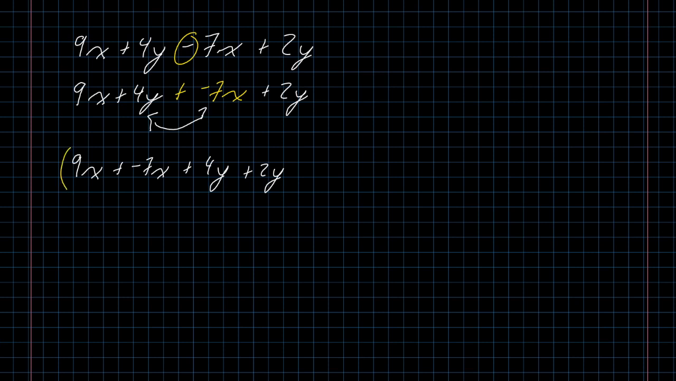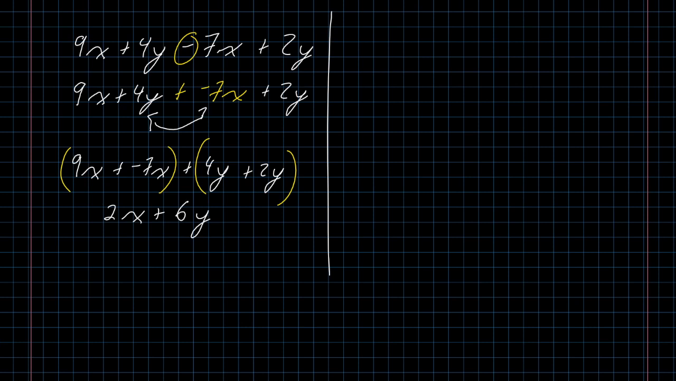Then the associative property of addition says that we can add some grouping symbols. Group these things together, group those things together. And by doing that, we have isolated some like terms. 9 plus negative 7 is 2. 4 plus 2 is 6. 2x plus 6y.